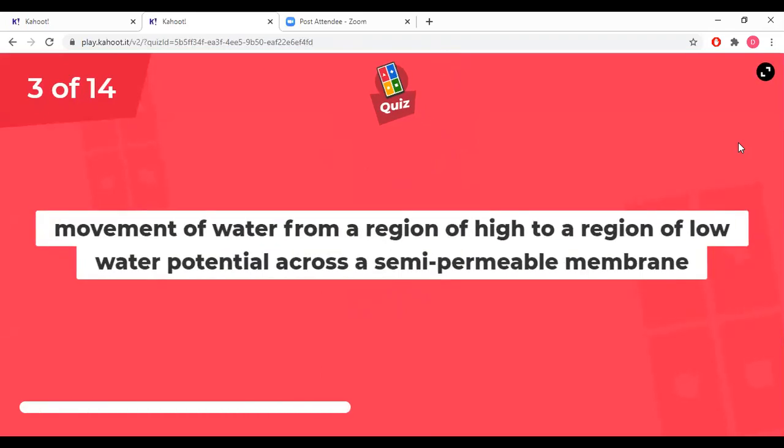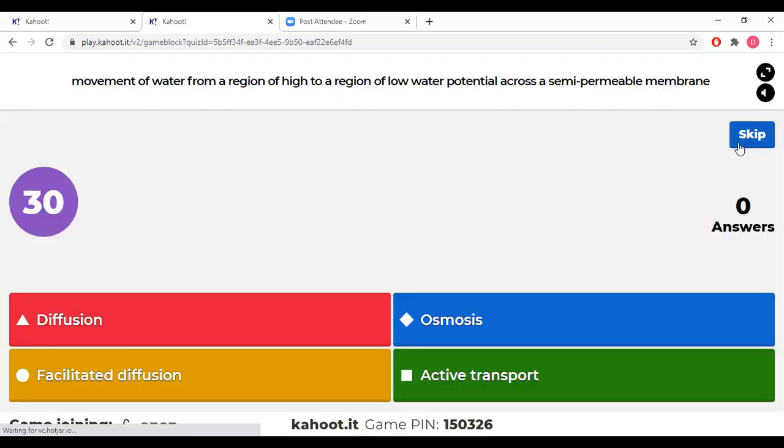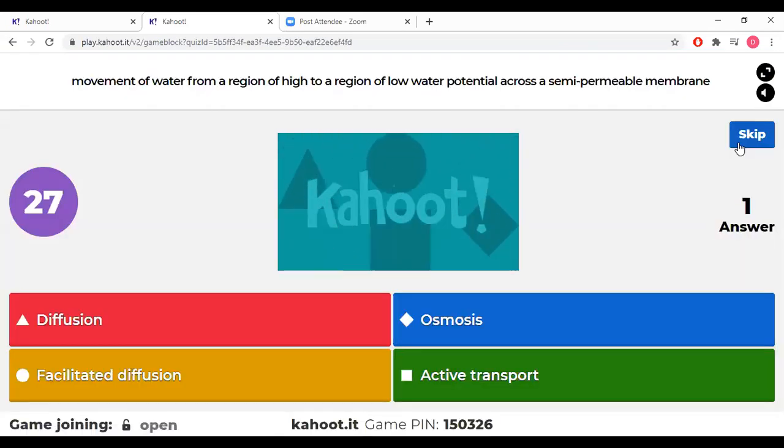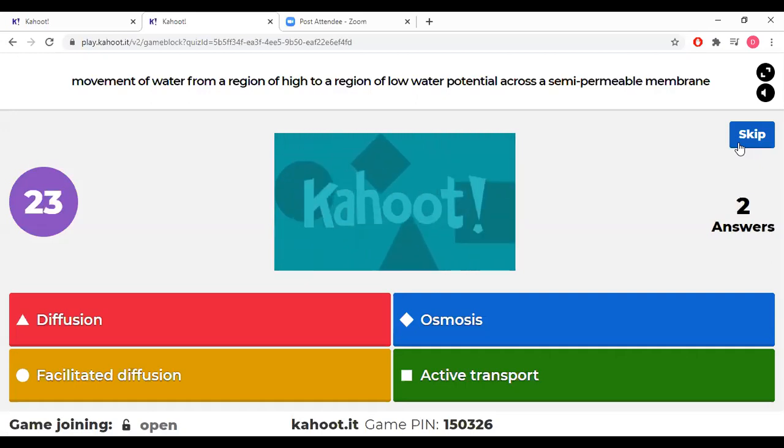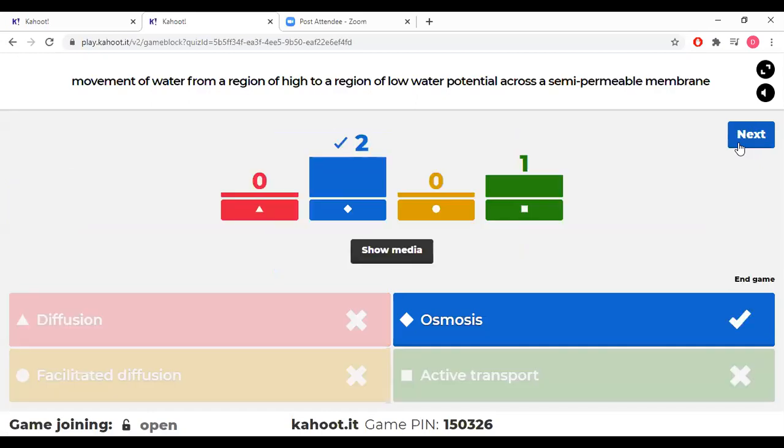Movement of water from a region of high to a region of low water potential across a semi-permeable membrane. This one, I will be very, very mad if you get it wrong. We just discussed it. It's the movement. I'll highlight water. It's the movement of water, from a region of high water potential to a region of low water potential.